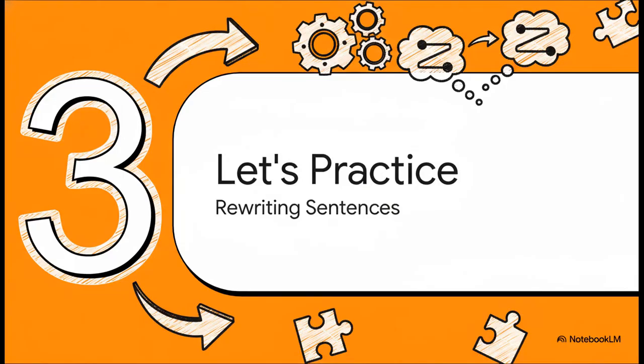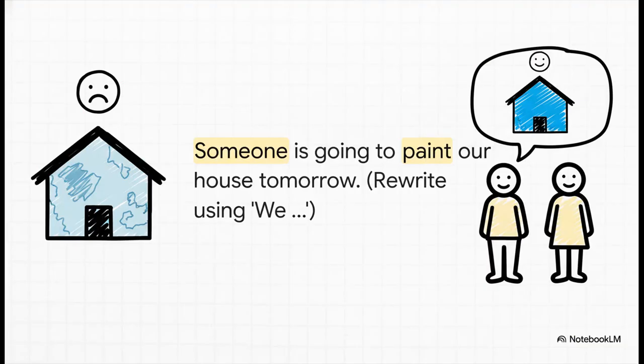Okay, enough with the theory. Now for the really fun part. Let's actually work through some examples together. I'm going to show you a sentence, and we're going to transform it using our brand new formula. Okay, so check this one out. "Someone is going to paint our house tomorrow." How can we rewrite this to show that we are the ones arranging it?